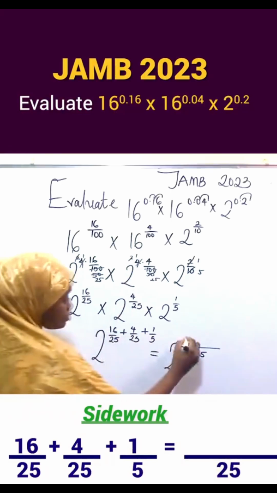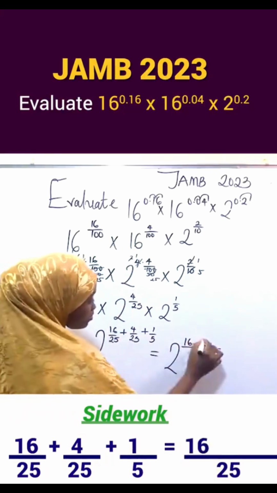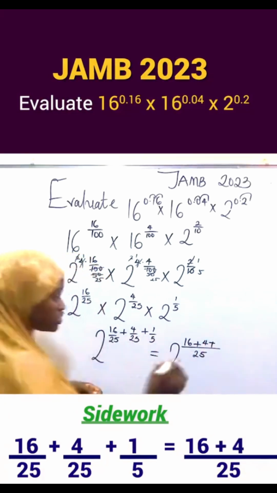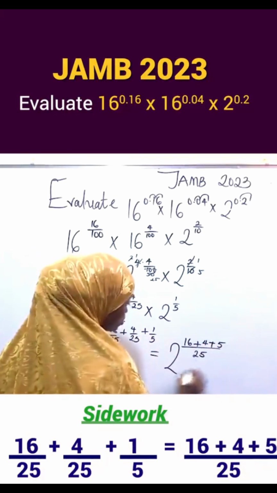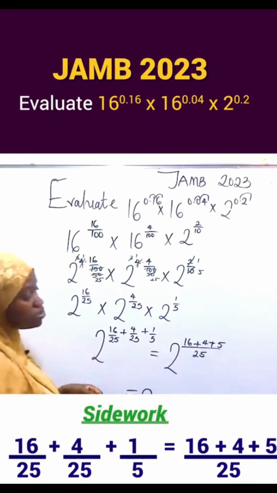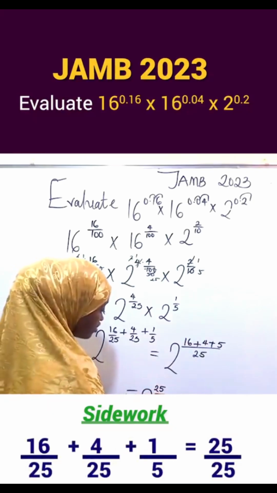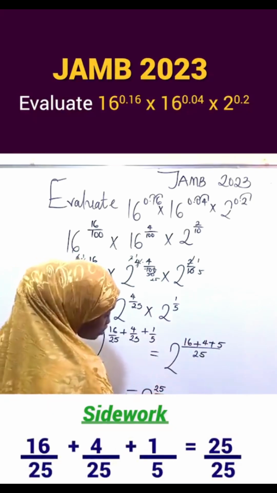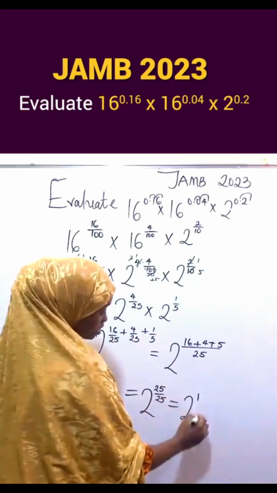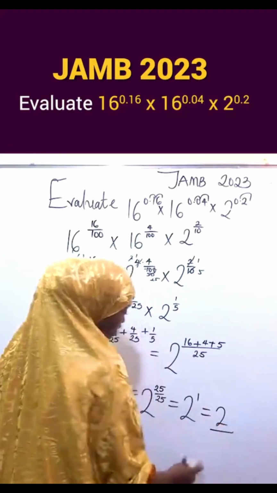So we simplify. 25 divided by 25 is 1, 1 times 16 gives us 16. Plus 25 divided by 25, 1 times 4 is 4. Plus 25 divided by 5 is 5, 5 times 1 is 5. So this is equal to 2 to the power of 16 plus 4 is 20, plus 5 is 25. So we have 25 over 25, which is 1. And 2 raised to power 1 means 2. So the final answer is 2.